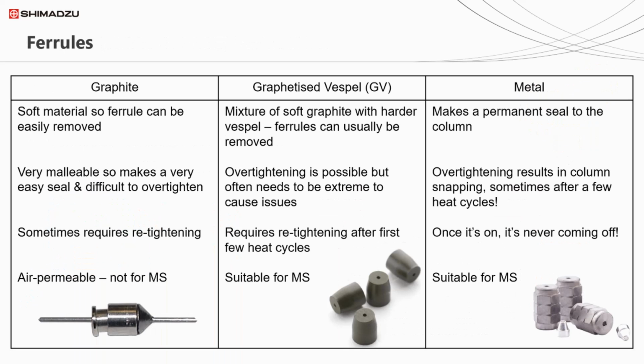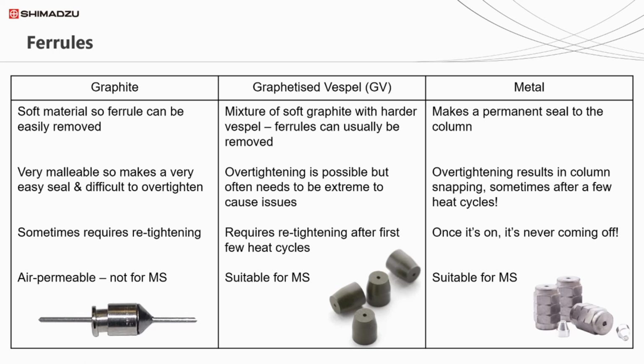As mentioned earlier, we need to discuss the various ferrule options available. Ferrules are used to seal the column to the inlet and detector. There are 3 main materials used for them, each with their own advantages and disadvantages. For GC analysis, most systems use graphite ferrules as they're the easiest to use.